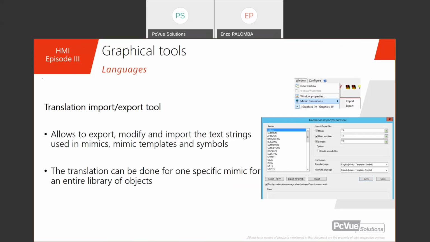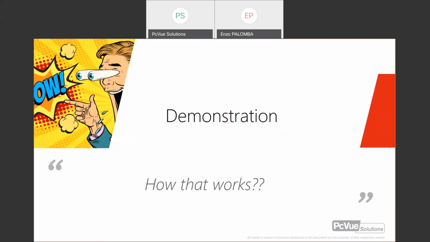And from the translation import export tool, you can also select if you want to translate only mimics, templates, symbols, or all, and if you want to translate objects from a specific library. So it's very flexible, and it can dramatically reduce the time of translation and handling languages for the project. Enzo is going to show you how you can handle that.